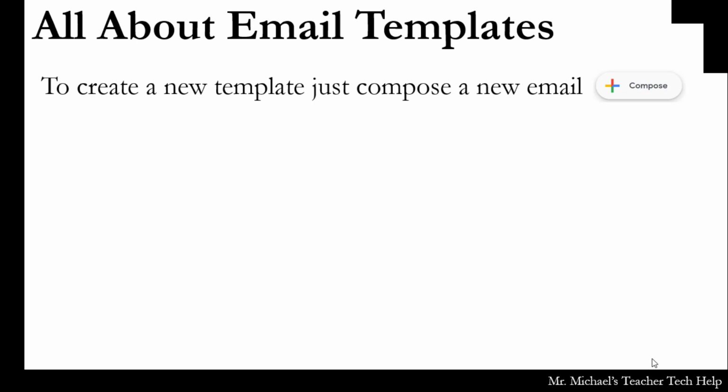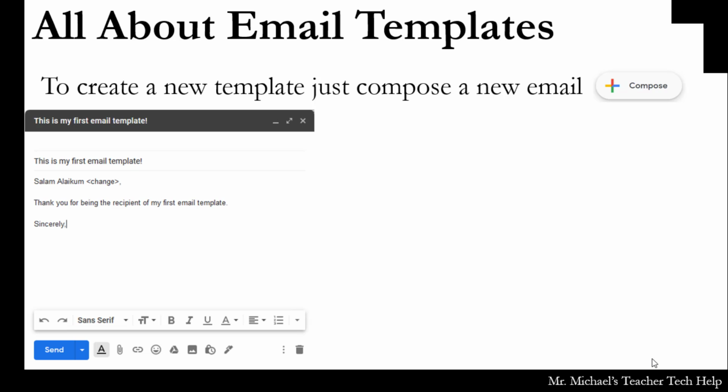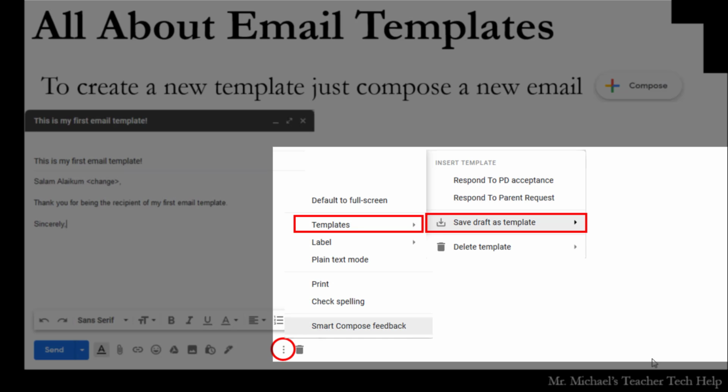So to create a new template, just compose a new email. All you got to do is click the three little dots near the trash can, go to Templates, or Save Draft as Template, and then Save as New Template. So this is going to basically take your subject and the body of the message. At the moment, you cannot add to or BCCs to the templates. If you go to the Chrome Web Store, there are add-ons that will allow you to do that.